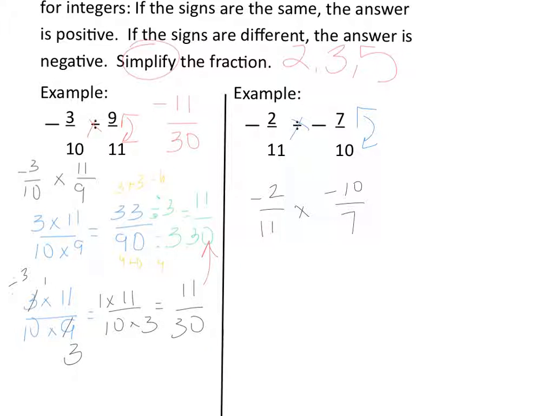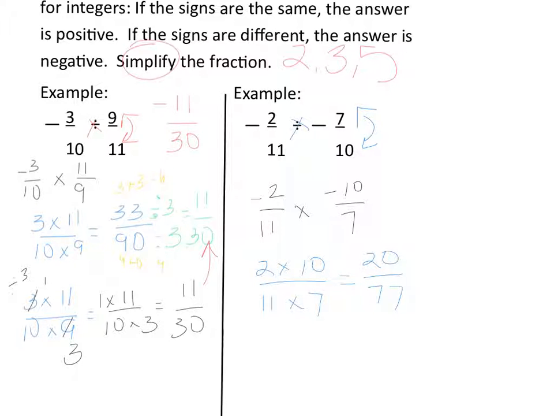This is an excellent opportunity for me to make note that the negative sign stayed with the numerator. So even though the fraction flipped upside down, the negative stayed in the numerator. Just as with addition and subtraction, negative stays with the numerator, same thing with multiplication and division. So we have 2 times 10 over 11 times 7, not thinking about the negatives at all. 2 times 10 is 20, and 11 times 7 is 77.